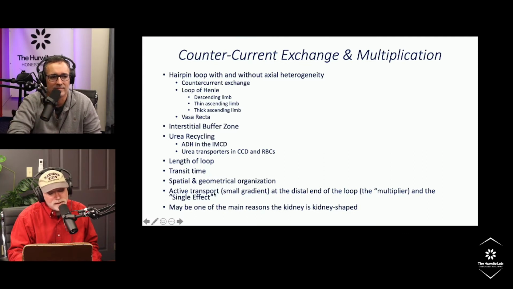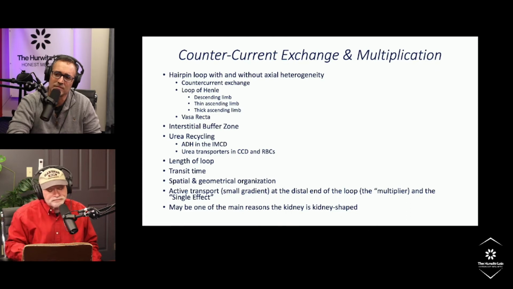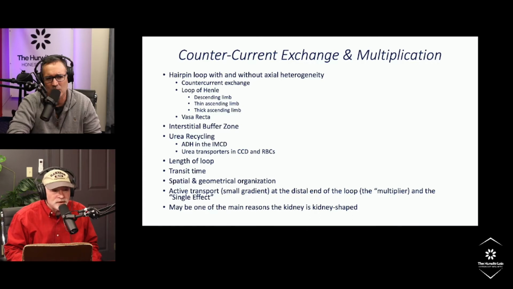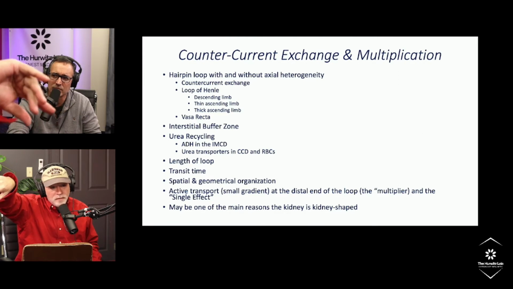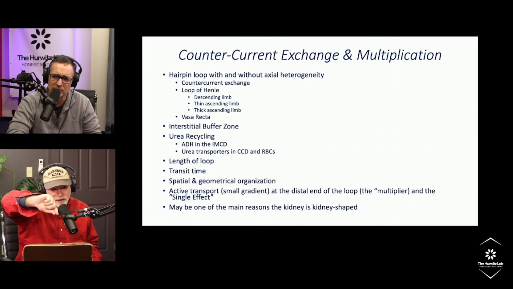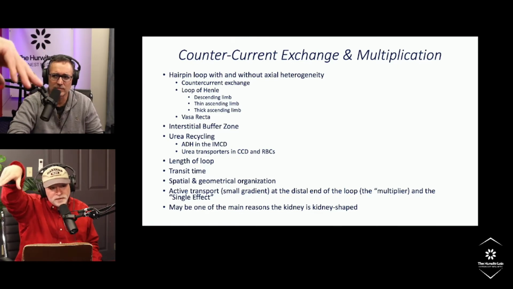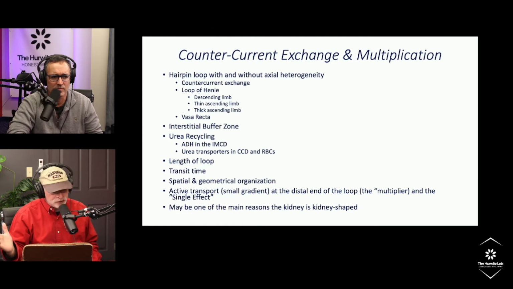And then we're going to talk a lot about the spatial and geometrical organization, the intimacy of these things, and then active transport. It turns out that when you have a U-shaped tube, if you want to have a, quote, multiplier effect, and again, that's a weird name, multiplier, but we can talk about that, what you need is you wait till the end, the distal end of the tube, and leak out some stuff, because you don't want to do it too far down when the concentration gradient is too big. You just do it at the end. It turns out to be efficient, and we'll talk about why. And that turns out to be the single effect.